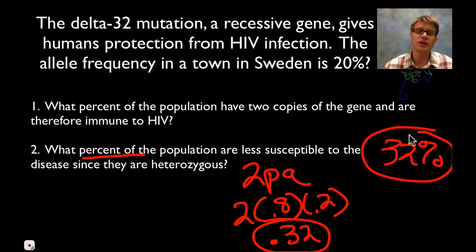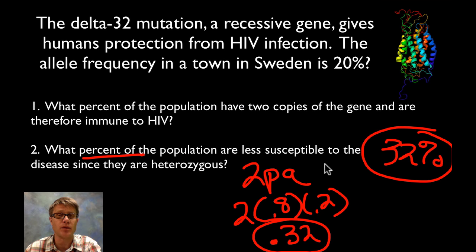Okay, and so that's how you solve Hardy-Weinberg problems. Remember, pay attention because they're going to tell you specifically either a Q-squared value or give you a way to figure out Q-squared value, or they're going to start by telling you allele frequency. And you want to work to P and Q, and then you can solve anything else. And so I hope that's helpful.